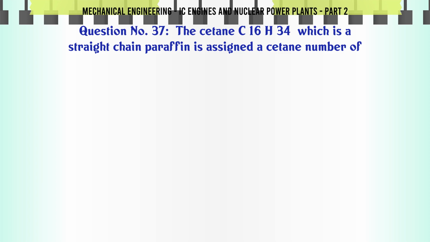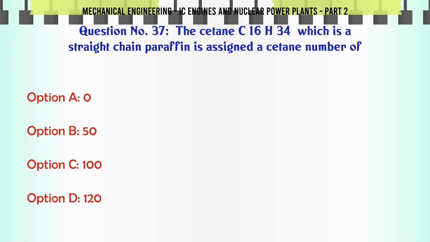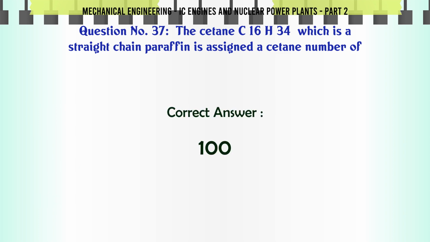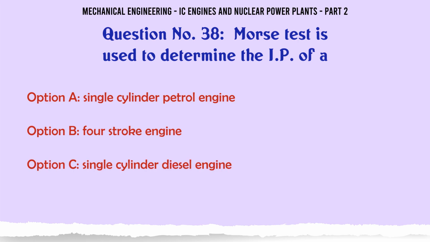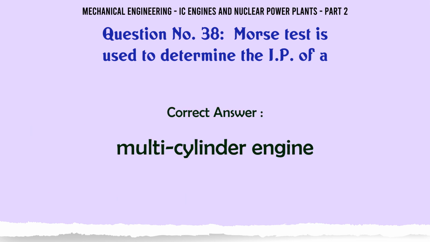The cetane C16H34, which is a straight chain paraffin, is assigned a cetane number of A. 0, B. 50, C. 100, D. 120. The correct answer is 100. Morse test is used to determine the IP of A. Single-cylinder petrol engine, B. Four-stroke engine, C. Single-cylinder diesel engine, D. Multi-cylinder engine. The correct answer is multi-cylinder engine.